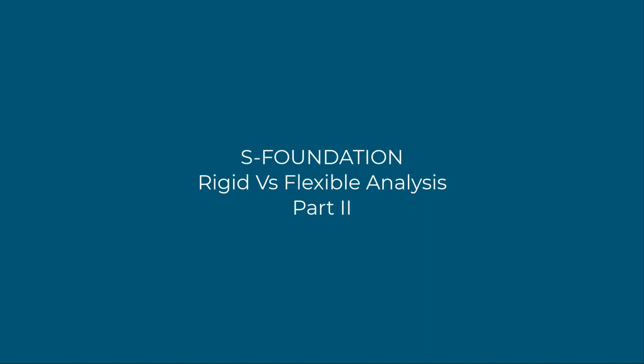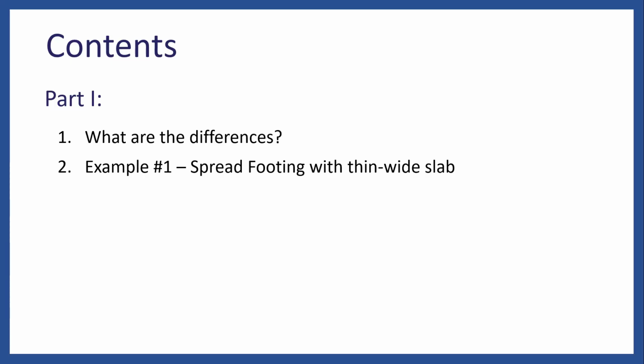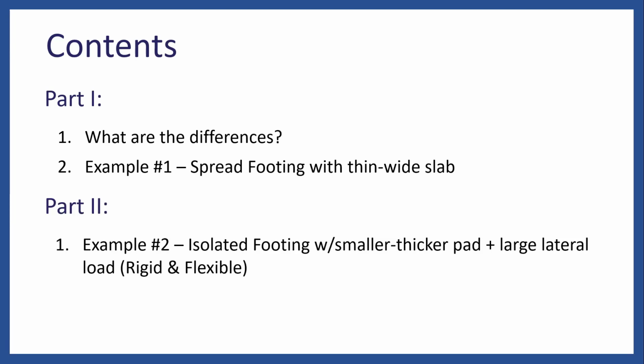In this part 2 out of 2 video, we will show a couple more examples of rigid versus flexible analysis in S Foundation. As you will remember, in the first part video, we saw an introduction to rigid versus flexible analysis code checks and one example, a spread footing with a thin wide slab subjected to a big compressive load. In this part 2, we will see a second example, an isolated footing with a smaller, thicker pad plus a large lateral load.